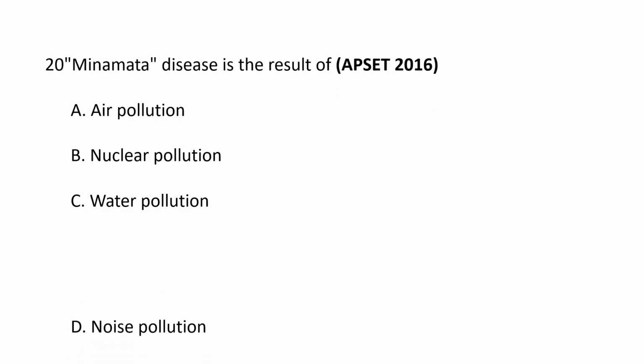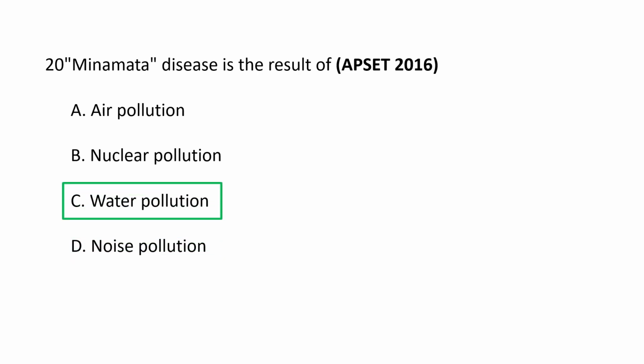Next question. Minamata disease is the result of A. Air pollution, B. Nuclear pollution, C. Water pollution, and D. Noise pollution. Minamata disease is the result of water pollution. So Minamata disease results from severe mercury poisoning caused by ingesting fish and shellfish contaminated with methyl mercury, which entered the marine ecosystem from industrial wastewater discharged by Chisso Corporation into Minamata Bay, Japan. So this pollution led to a neurological syndrome with symptoms such as numbness, visual disturbances, and muscle weakness. And the disease was first identified in Minamata city in the 1950s. So Minamata disease is the result of water pollution.